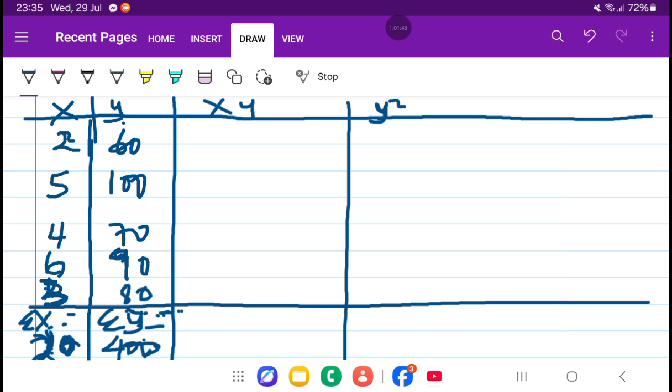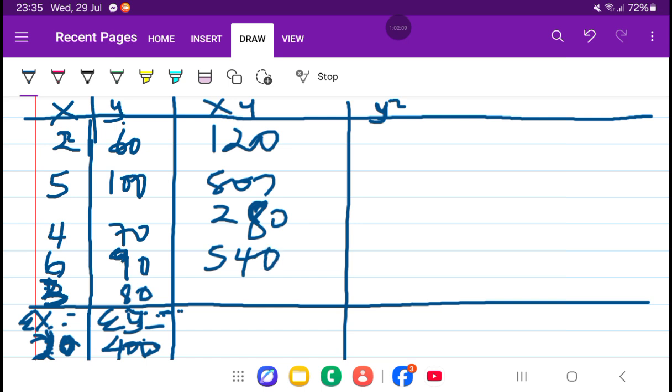Then we get 2 times 60, that is 120. 5 times 100, that is 500. 4 times 70, that is 280. 6 times 90, that is 540. 3 times 80, that is 240. If you add those, you'll be getting summation xy as 1680.